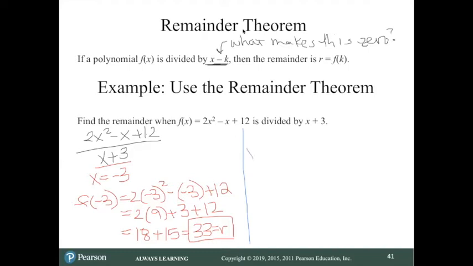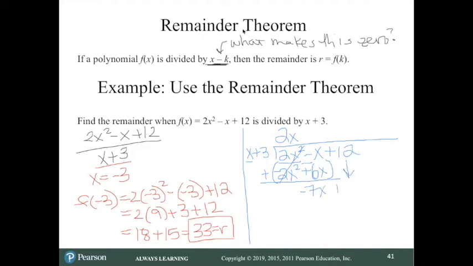So I say x plus 3, no placeholders needed, divides into 2x squared, that's degree 2, degree 1, degree 0, no placeholders needed. First, identify. x goes into 2x squared how many times? I would have to multiply by 2x. Distribute, that's 2x squared plus 6x, and then subtract. I like to distribute. Those cancel out. -1 minus 6 is -7x. Bring down a plus 12.